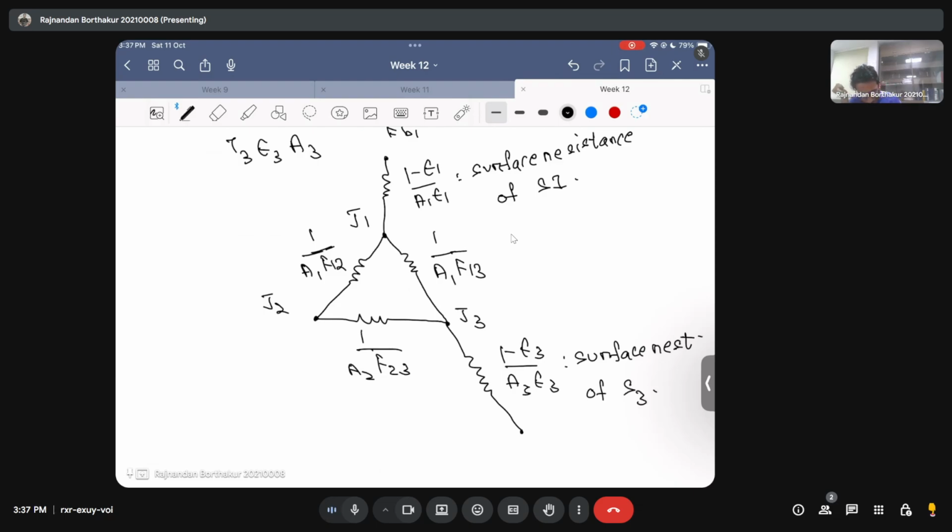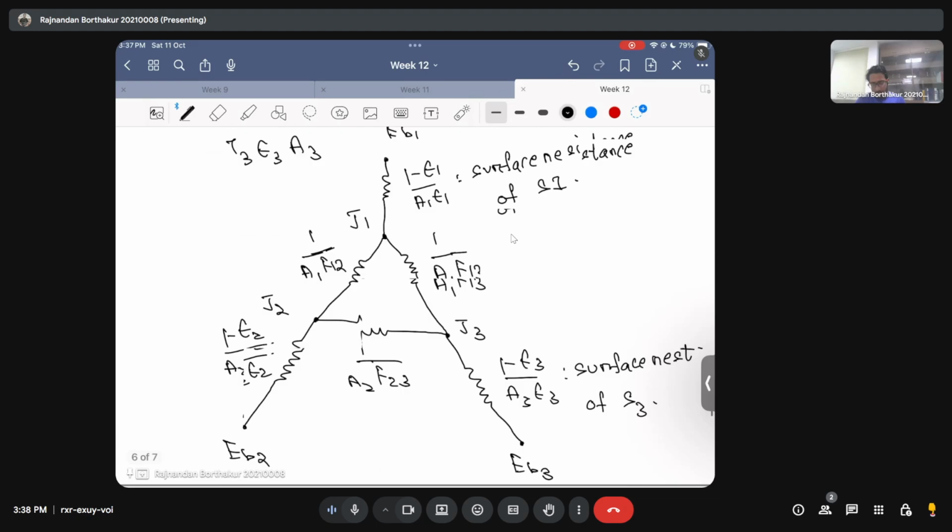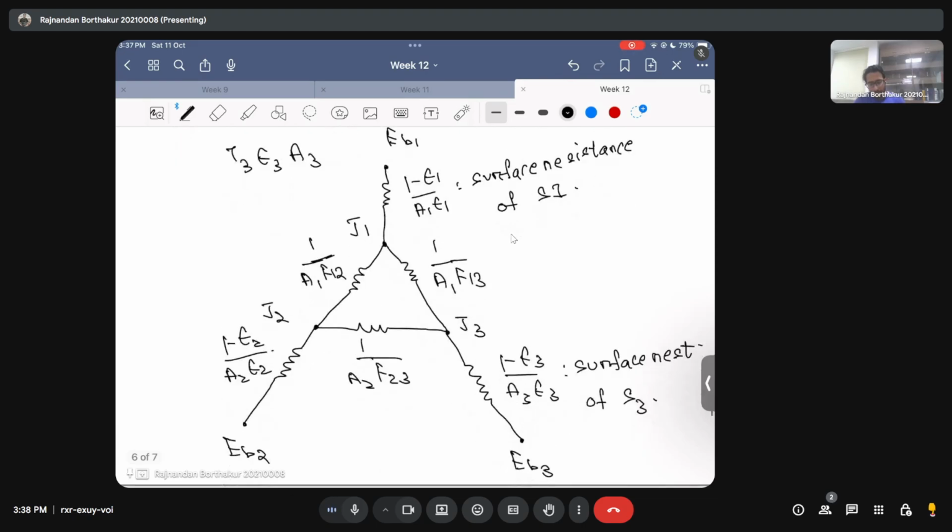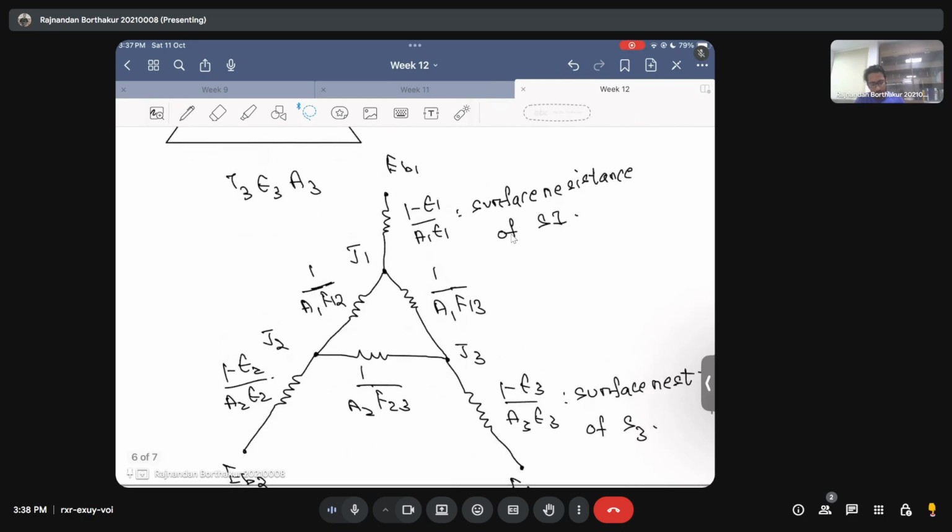And then again, this is going to be the surface resistance for S2, which is 1 minus epsilon 2 by A2 epsilon 2. These nodes are respectively going to be the emissive power nodes for the two surfaces, EB2 and EB3. Okay, so as you can see from your screen, this completes the radiation network of a three-zone enclosure, and this is a very famous radiation network.